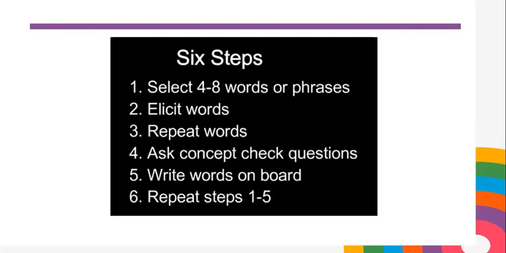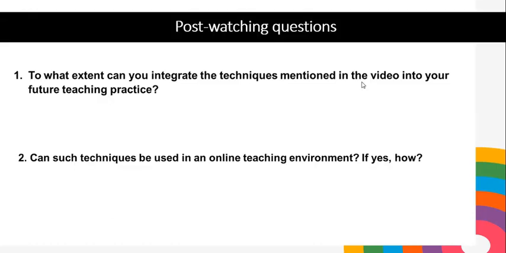Finally, write down the words on the board. I think we invert this order. We first write down the words and ask the students to repeat them and so on. After finishing that, you could repeat the 5 steps again to give the students full understanding.